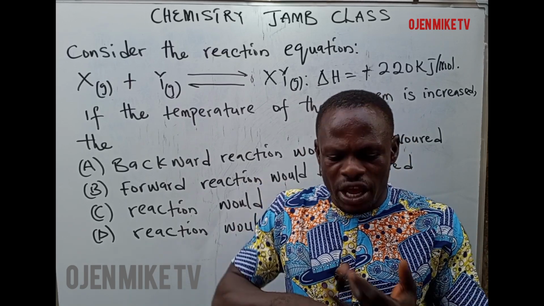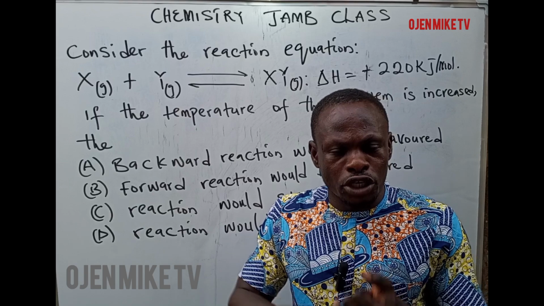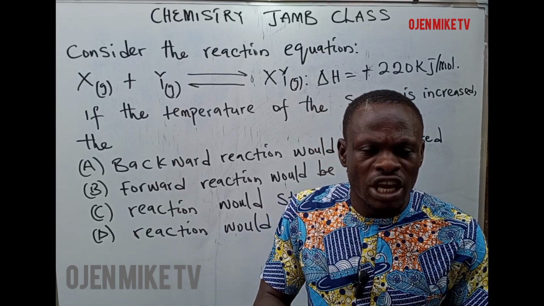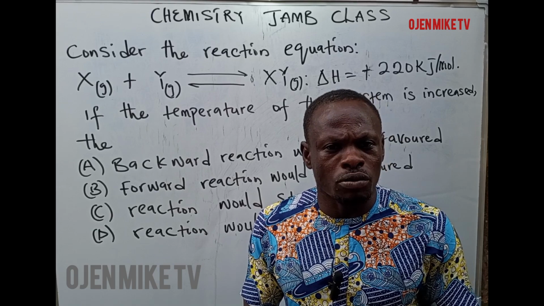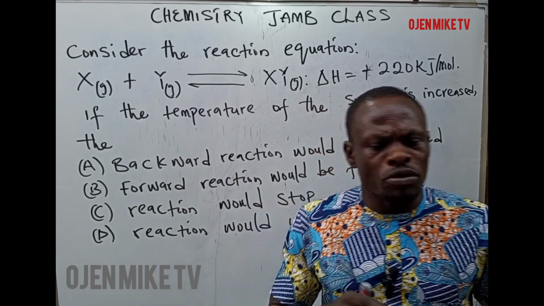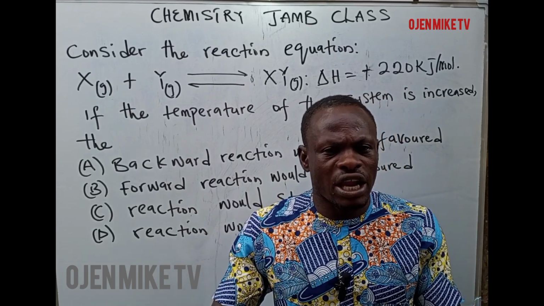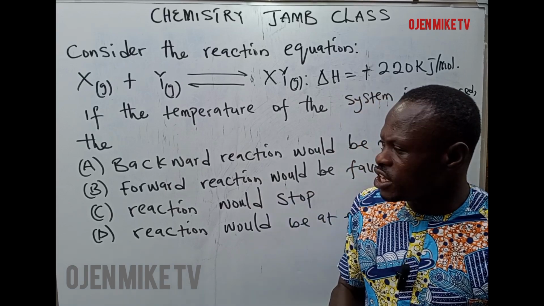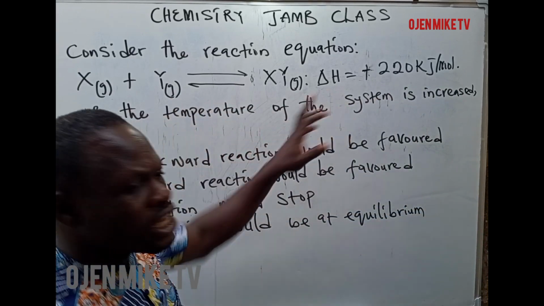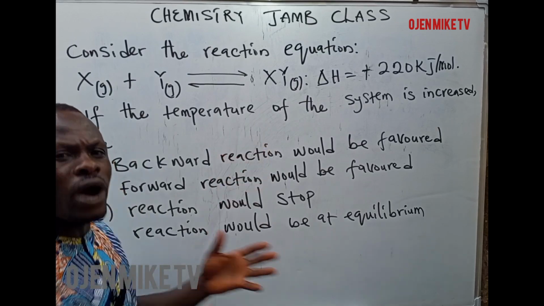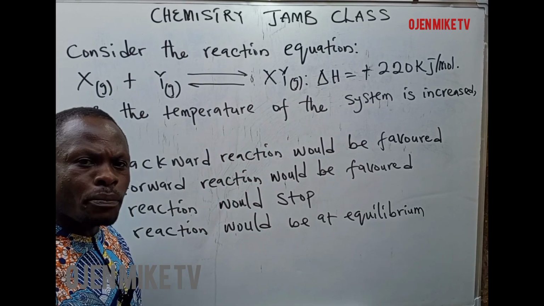And now in endothermic reaction, according to Le Chatelier's principle, anytime an external constraint is imposed on a chemical system in equilibrium, and these external constraints are temperature, pressure, and concentration, the equilibrium will shift in order to neutralize the effect of the constraint. Now, the temperature in this chemical equilibrium is increased. What will happen?